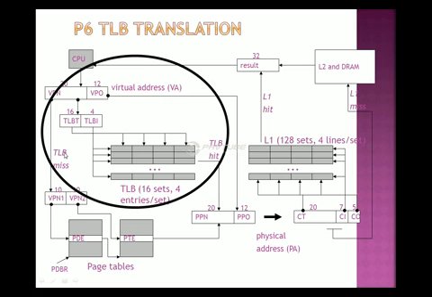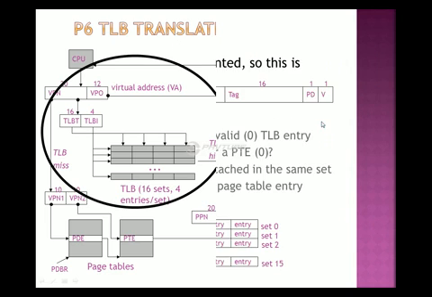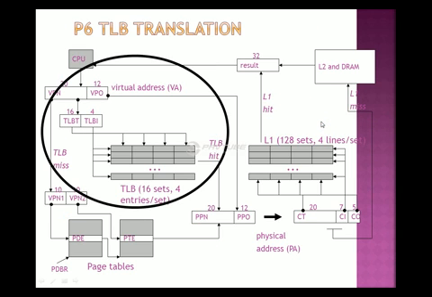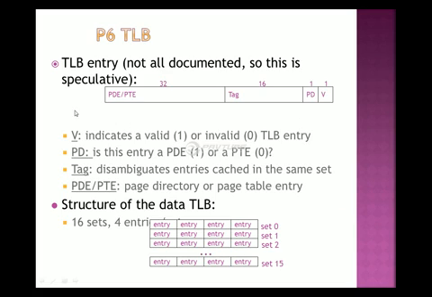This is how the TLB is used for translation, that is the P6 TLB translation. This is the L1 cache, L2 cache, that is the cache translation. The TLB entry is not all documented, so it is speculative. V indicates a valid bit, this is PD, either PDE1 or PDE0. Then the tag field, the page directory or page table entry.